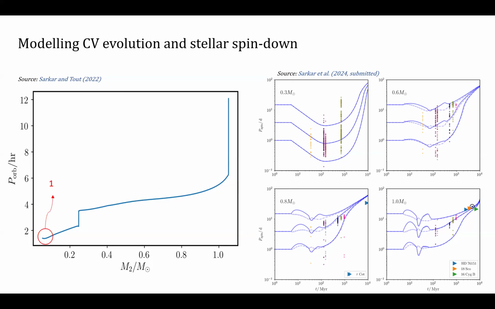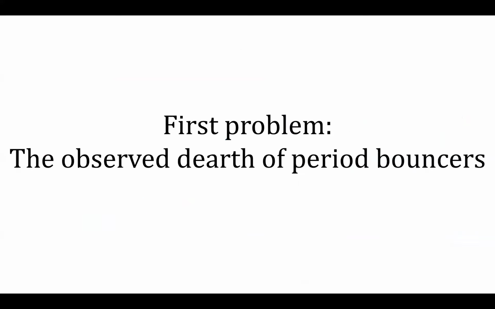For now, let us look at this very interesting feature at this bottom region here. You'll see that the spin orbit decreases and then slightly increases. This is a very interesting property of CV evolution. These objects are called period bouncers, and it relates to a very interesting problem that has been open for several decades now. And I'm going to discuss that problem now.